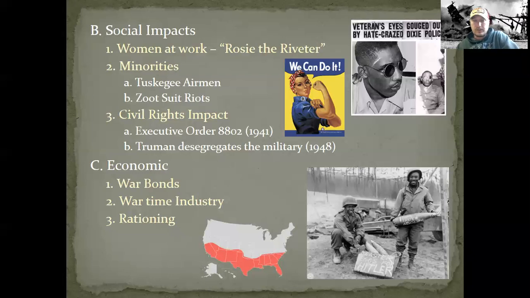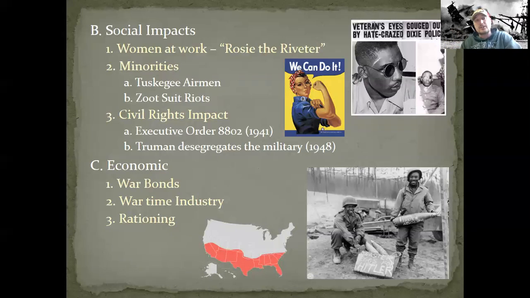So, for all minorities that were fighting, and it wasn't just African Americans. We're going to talk about Native Americans fighting later on, but this proving the fact that they are willing to fight and die for this nation. 3 years later, Truman will desegregate the military. We're seeing those pillars of Jim Crow come toppling down.